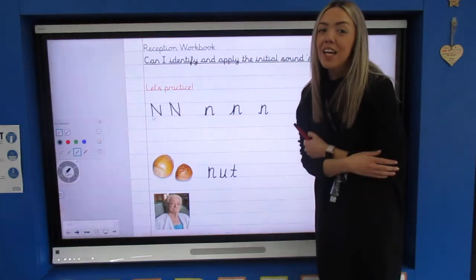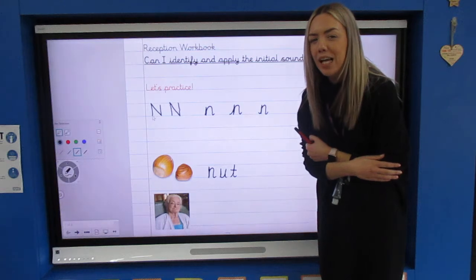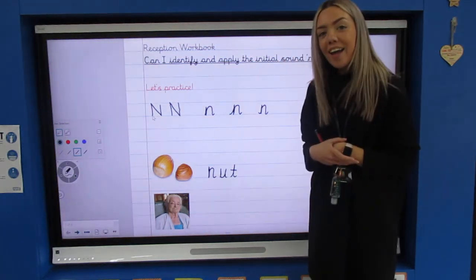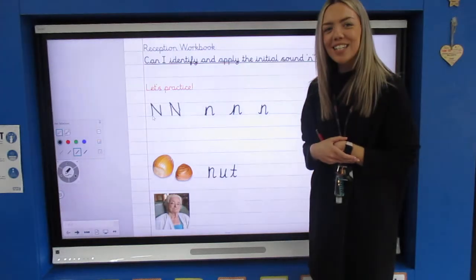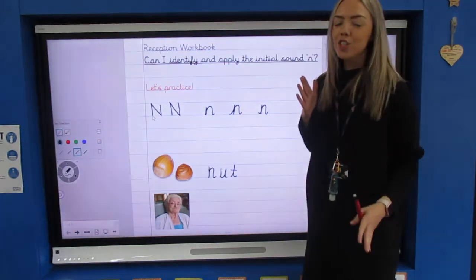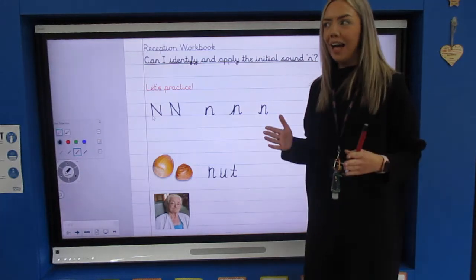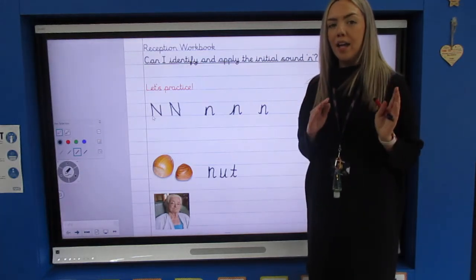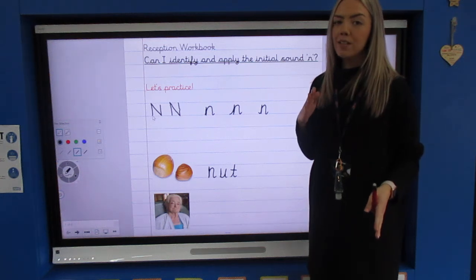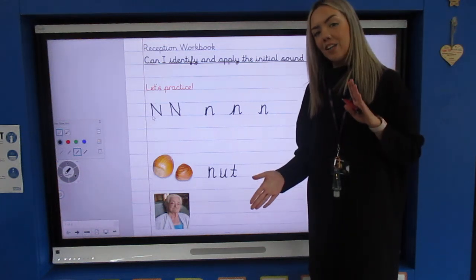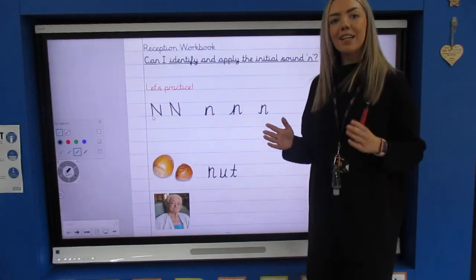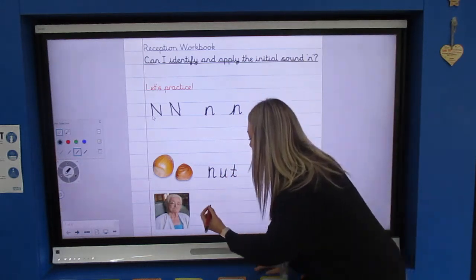Now this picture is quite funny here, and it's a picture of who lives in our house, or who might live in another house but is in our family, and it begins with a n. This is a picture of our nan. You're right. So let's chop it and blend it. N, a, n, n, an. So our initial sound, our beginning sound is n, our middle sound is a, and our end sound is n, n, an, nan. Let's write it together.